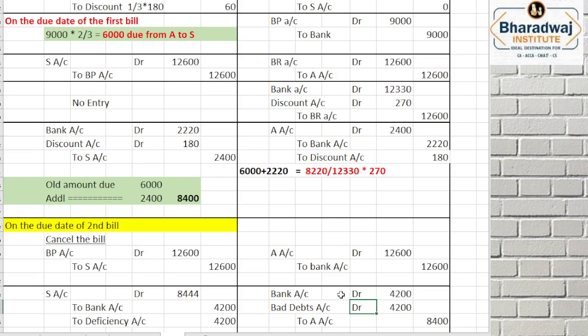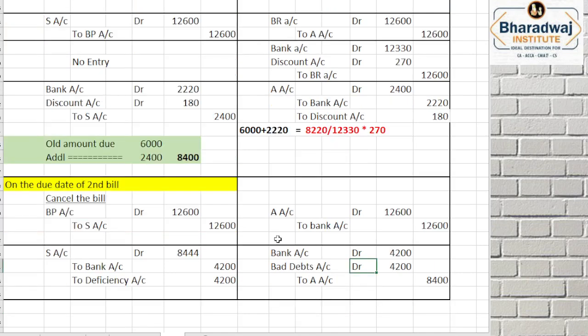Is it over? So the model questions, and be ready with the other one also. So with this, which chapter is over? Bills of exchange. Next, we'll move on to rectification of errors.